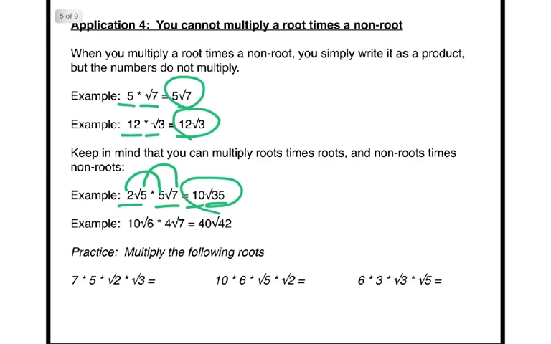Here's another example. 10 root 6 times 4 root 7. You multiply the 10 times the 4 to get 40, and you multiply root 6 times root 7 to equal root 42. That is your answer. Practice multiplying the following whole numbers and roots together.